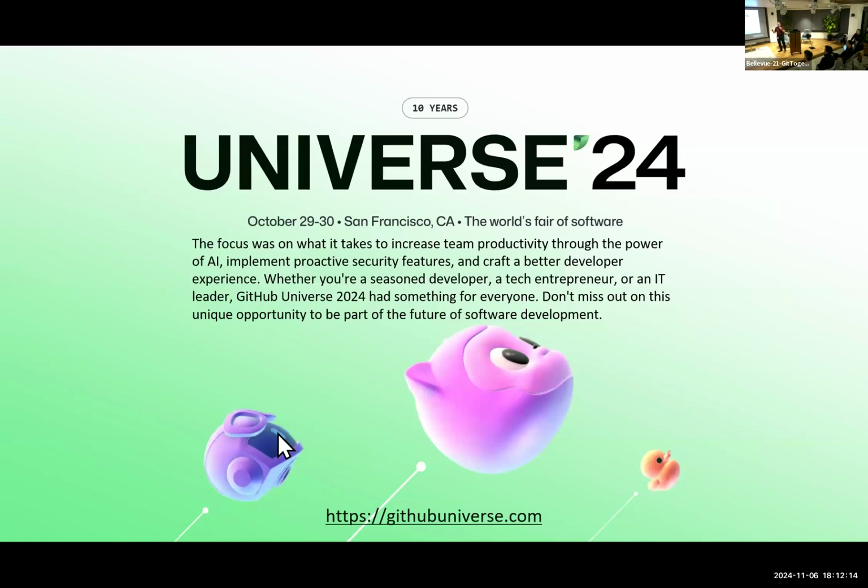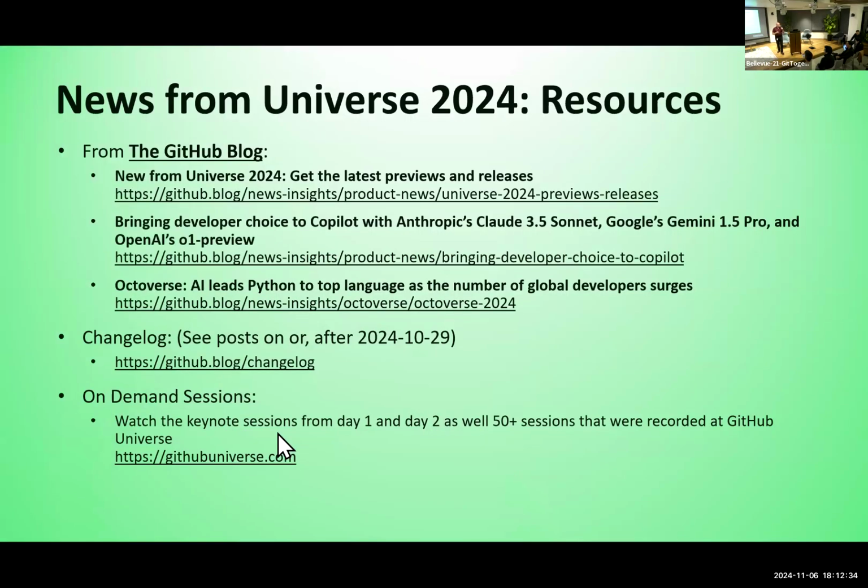Speaking of Universe, at this time last week I was in San Francisco with about 3,300 of my closest friends at GitHub Universe, our big conference for the year. If you go to githubuniverse.com, we've got over 50 recorded sessions there, the keynotes and everything. Also, take a picture of this. I should have made the font bigger. Again, I'll post this as a PDF where you can see the blog posts that talked about all of our news. I'm going to highlight just a few things here.